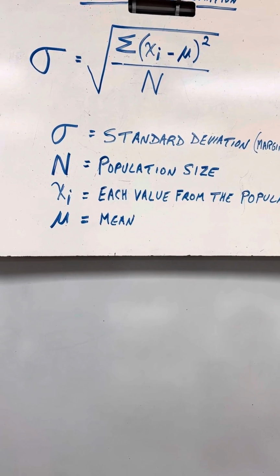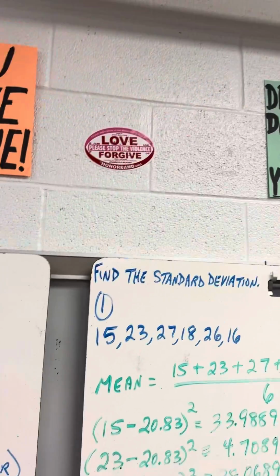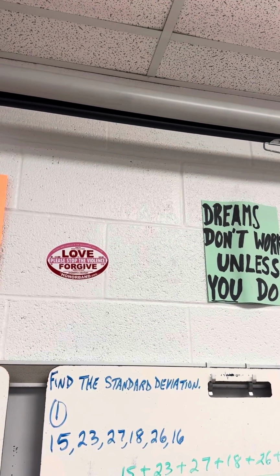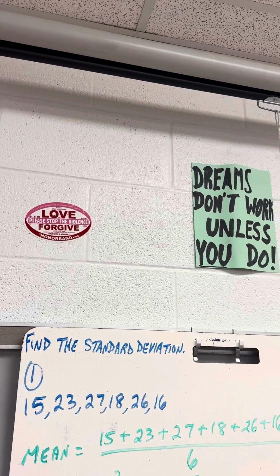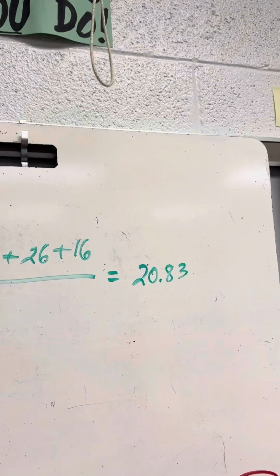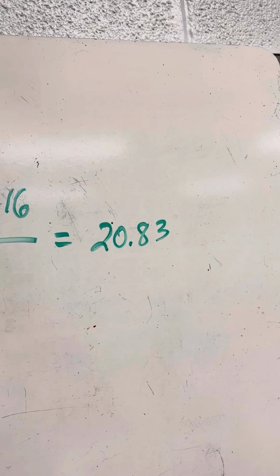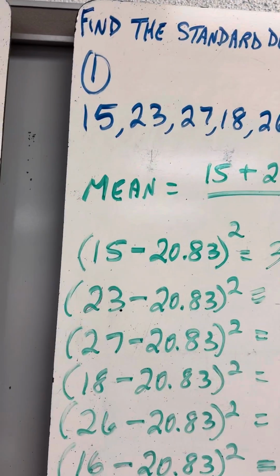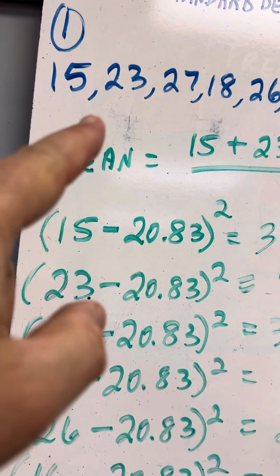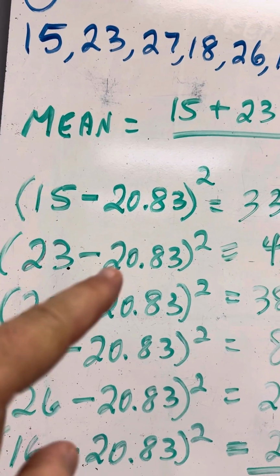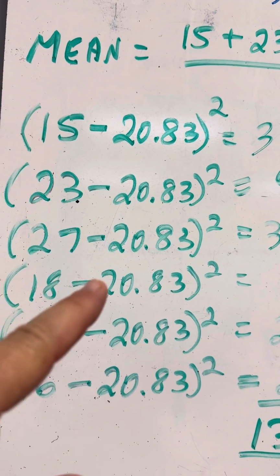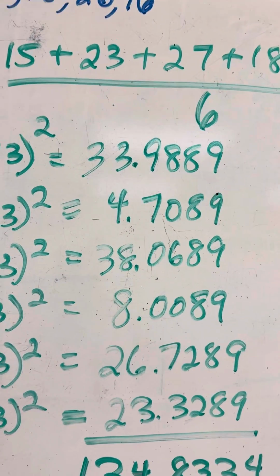For example, here you have a group of numbers: 15, 23, 27, 18, 26, and 16. Find the mean first. Add the numbers together and divide by how many numbers there are. That is my mean. So now, after you get this number, you're going to take each individual number and subtract the mean. 15 minus the mean, 23 minus the mean, 27 minus the mean, and you square it. So each number minus the mean squared, and you come up with these numbers.